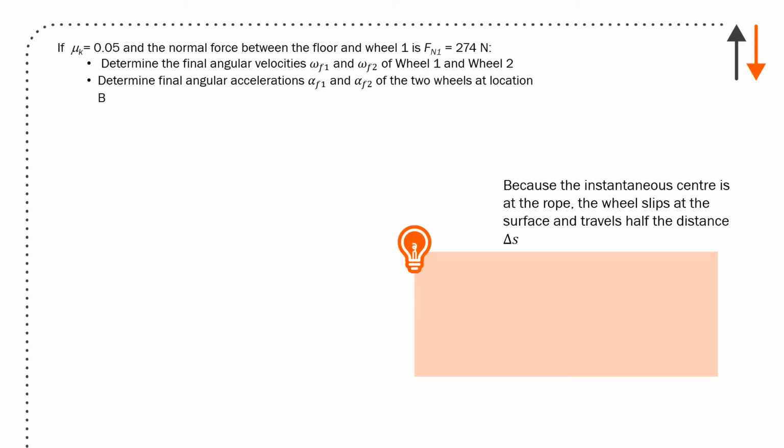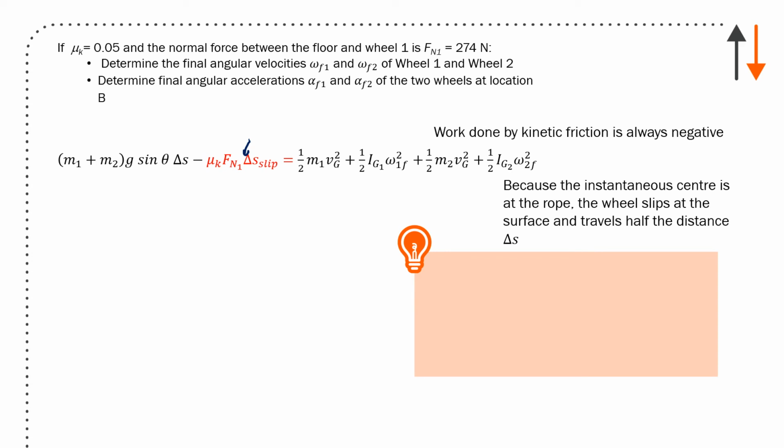And that's using the sign convention that I was given. That's why it's positive. Now, if mu k equals 0 and the normal force between the floor and the wheel is Fn1 equals 274 newtons, I don't have to do as much work because I'm given something, but something does change. Find the two angular velocities, find the two angular accelerations. The only thing that's changed in my expression is this one right here, and all of the rest of the terms remain the same.